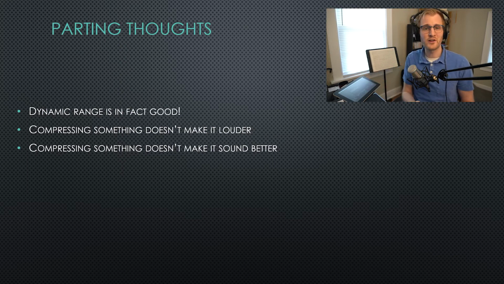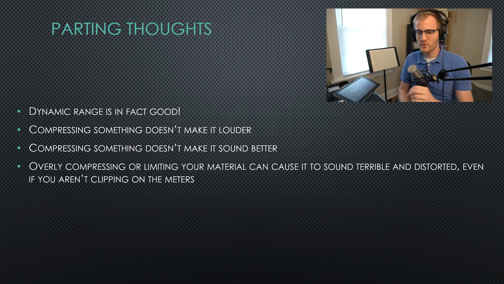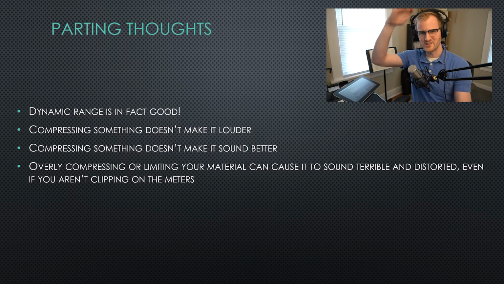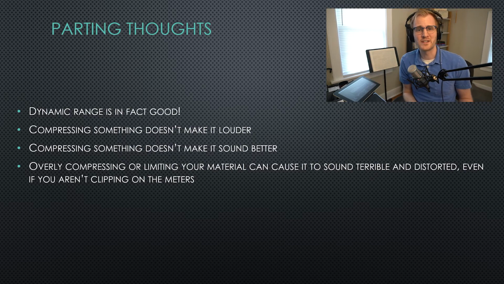Or I'll do what's called parallel compression, where I compress a signal and play it alongside its original signal, and I kind of get the best of both worlds. Overly compressing or limiting your material can cause it to sound terrible and distorted, even if you aren't clipping on the meters. That's what I was saying before. If all of your tracks are peaking and they're summing to the master mix and it just sounds horrible, and you put a limiter on it to just turn things down, you're still gonna get garbage sounding audio, so you still have to be diligent and careful and practiced with the mixing of your signal.